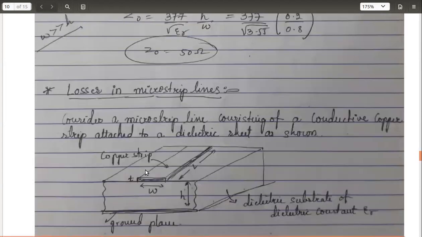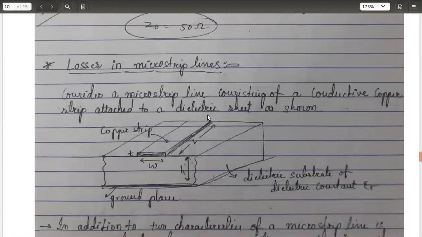Looking into the next concept, losses in microstrip lines. What are the different losses that are encountered? We have already seen the structure of a microstrip line, how it looks. You have a substrate here, it has a certain height, and this substrate is a low loss dielectric substrate. It has a certain epsilon R value, relative permittivity, and you have a strip above. On this substrate, we will be mounting a strip. It has its own dimensions.